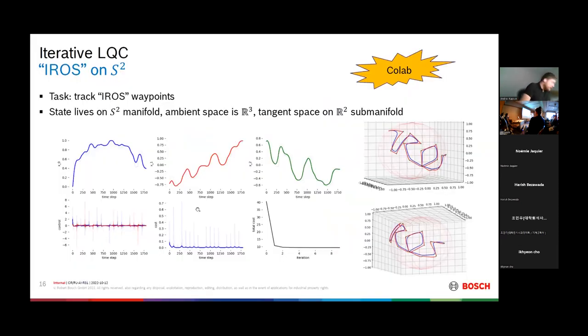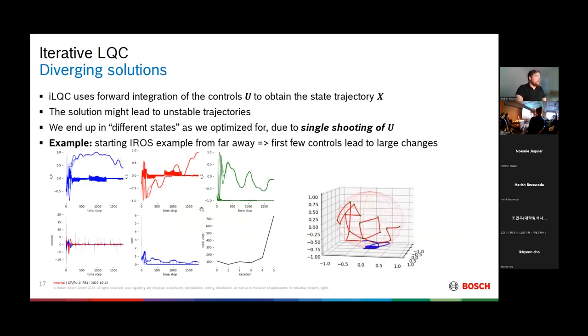Okay, so I think I only have 10 minutes left roughly, but I would like to talk about one more topic in terms of optimal control. This is the diverging solutions. It turns out that the standard iterative LQR using single shooting, or forward integrating the control signals, might sometimes lead to an unstable solution. This is because the local linear quadratic approximations are only valid along the nominal trajectory I have. After I update my control, I might end up in a very different trajectory. This is also particularly true for Riemannian manifolds, as the tangent spaces are rotating over the trajectory, and this might lead you to a very different trajectory.